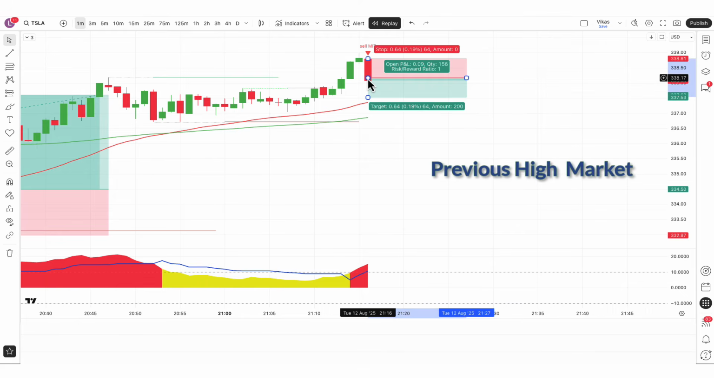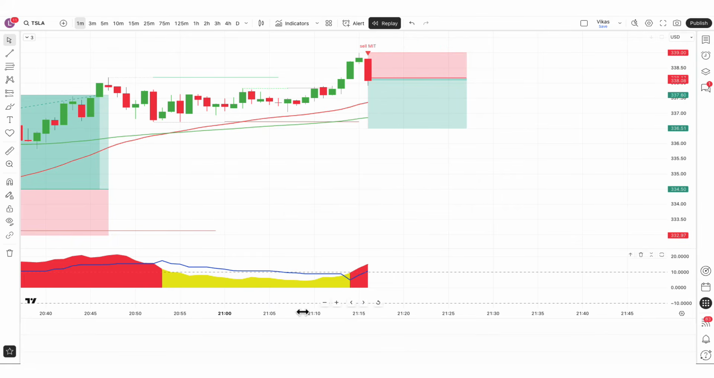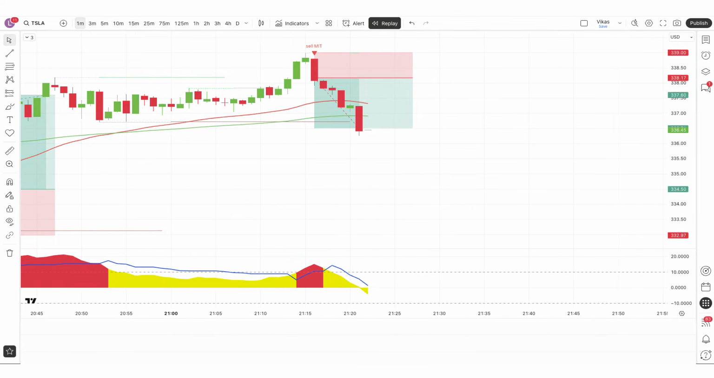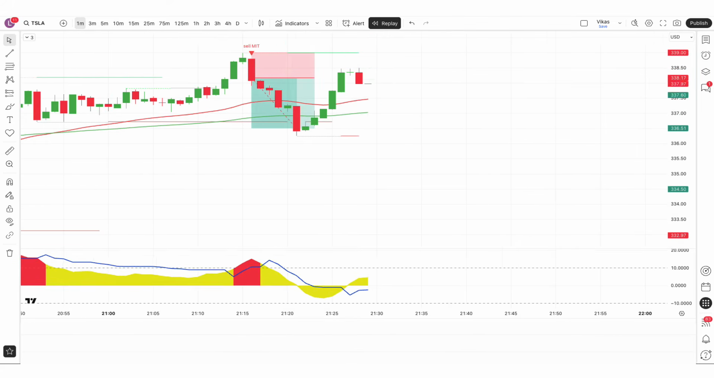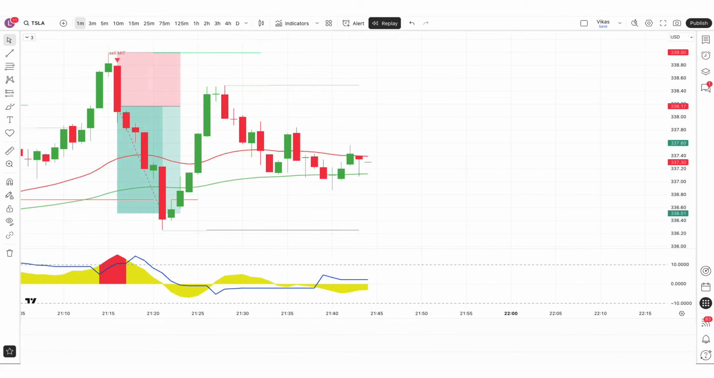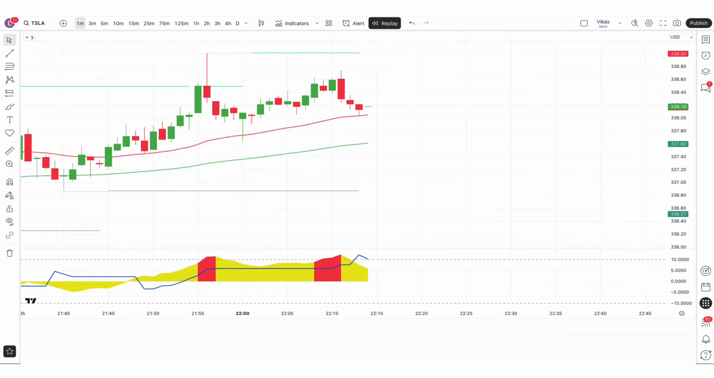Our stop loss is to be placed at the previous high of the market. And the risk to reward ratio will be 2. The market has completely hit the target. I hope you have understood this trading strategy. If not, then it doesn't matter, we are going to see examples of some trades, so that you will definitely understand.